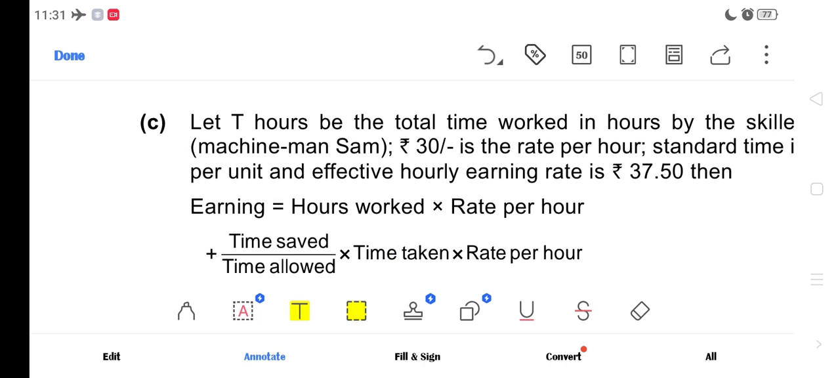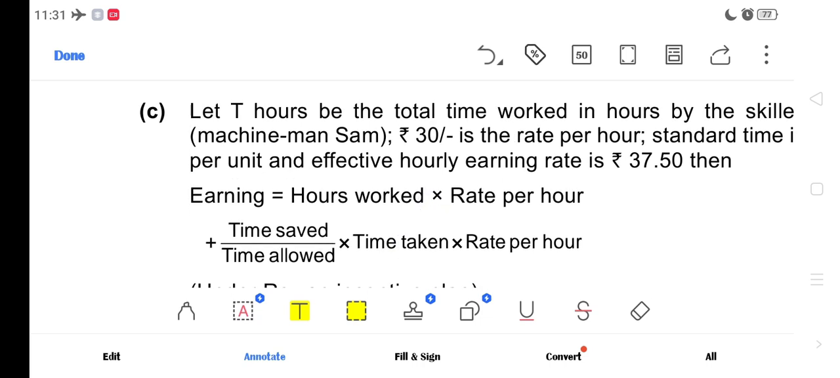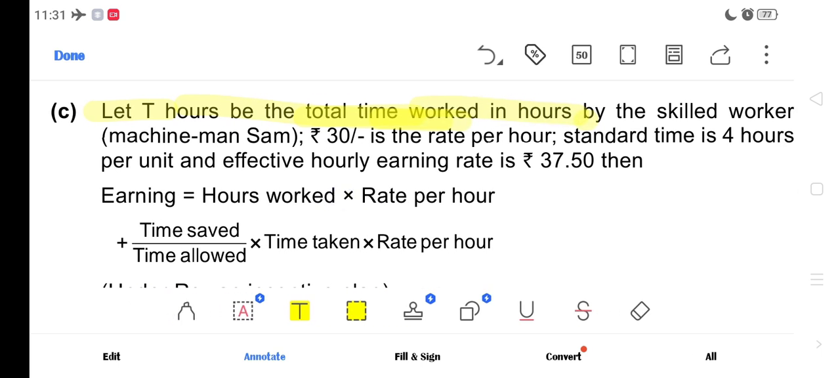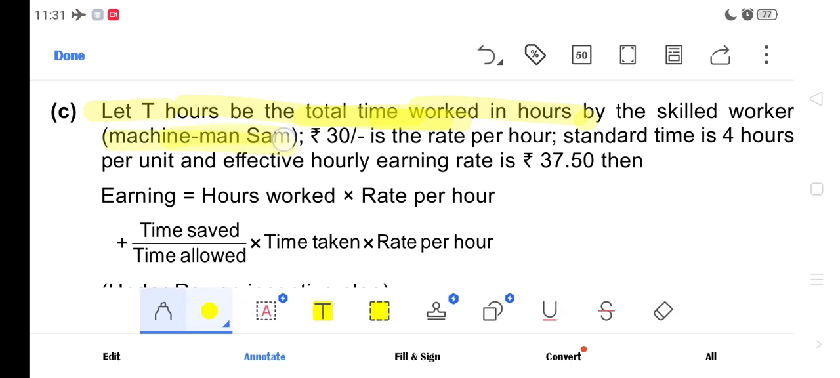Let's see what they have done. Okay, now we don't know time taken, no. The time given is 4 hours, but how much time did he take for manufacture of that particular product, we don't know. So let t hours be the total time taken, total time worked by the skilled worker, machine man Sam. Okay, so 30 rupees is the rate per hour.